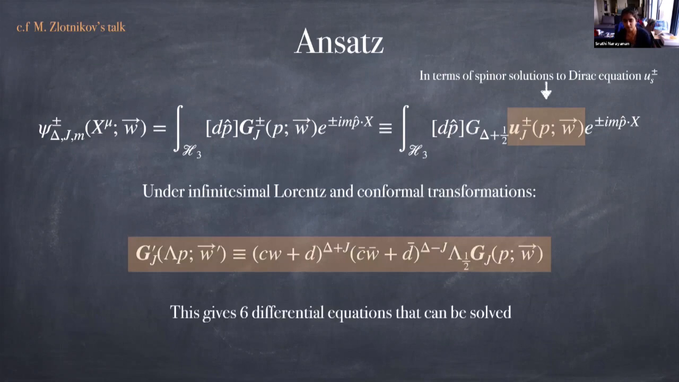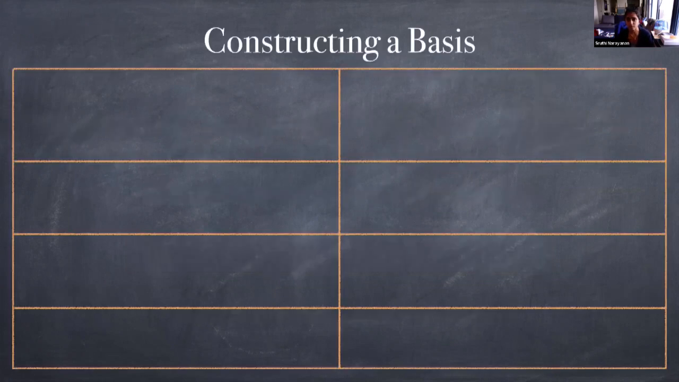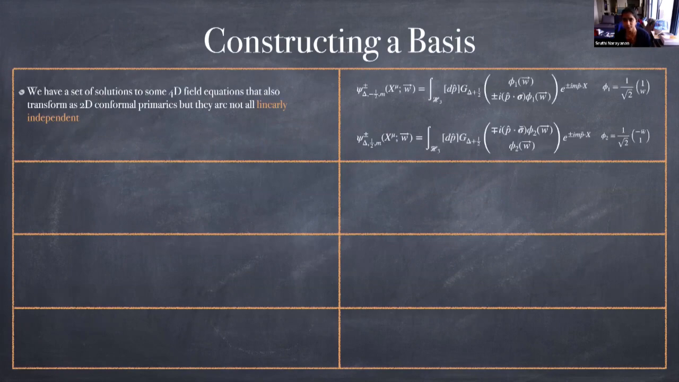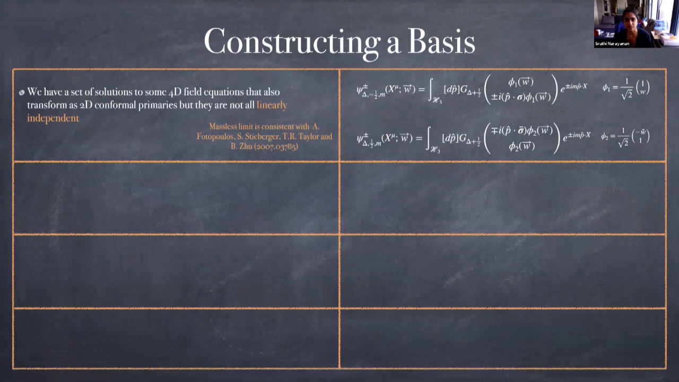And this gives us 6 differential equations that we can solve, and then they're further constrained by asserting that they're solutions to the massive Dirac equation in 4-dimensional space. So now we can use these wave functions to construct a basis, right? So first we get these solutions. They look as follows, in particular in terms of these phi1 and phi2 here, which are just 2 spinors. And they're not linearly independent. They're just all the solutions to these equations. And this massless limit is also consistent with what Fotopoulos and others talked about in their paper about the extended super BMS algebras.